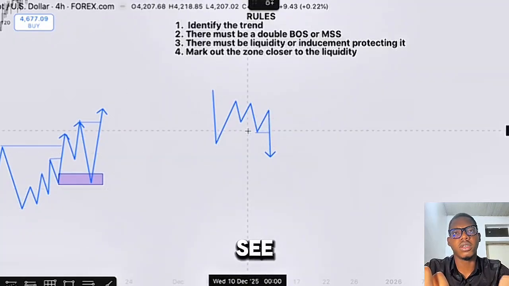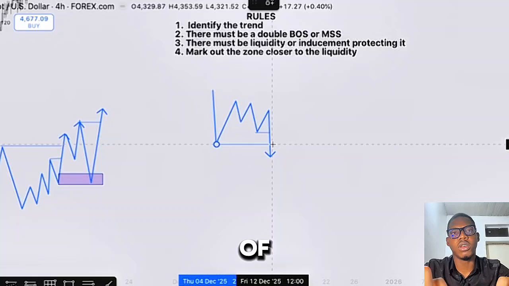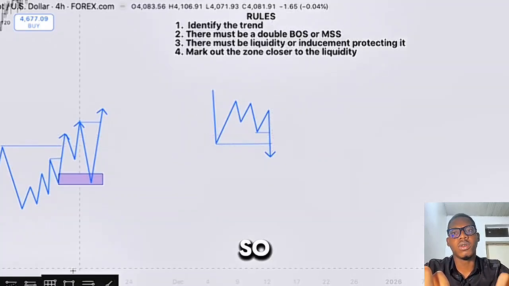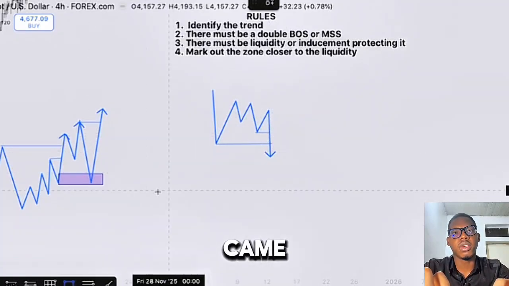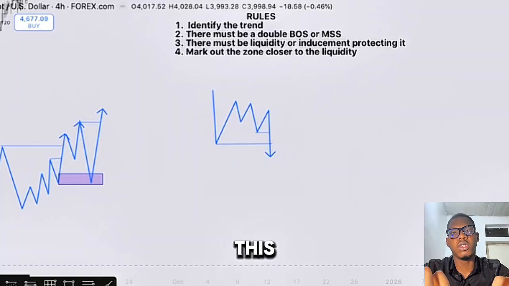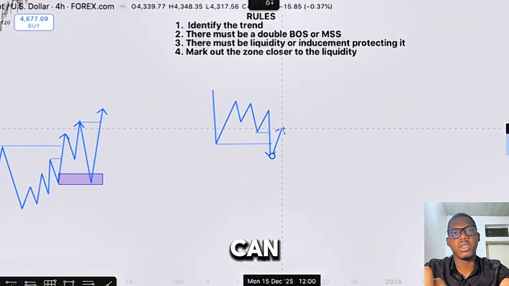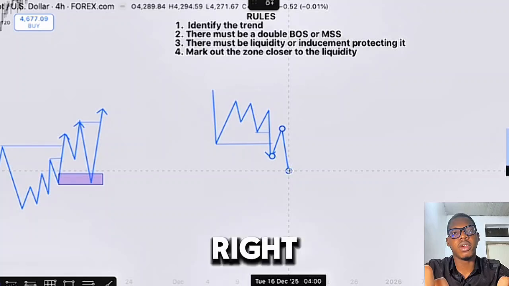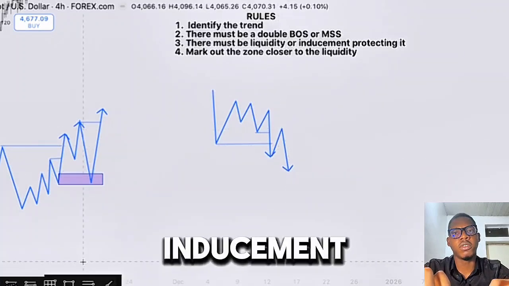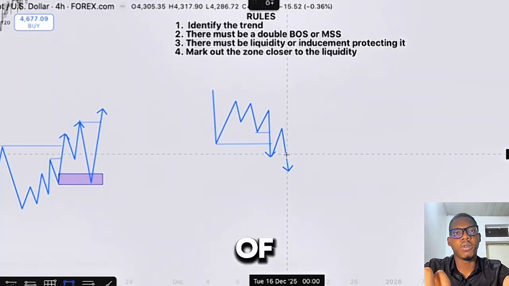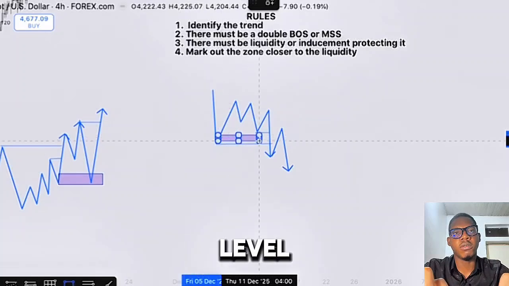As you can see, this is a double break of structure right here. So price came, and now notice price pulled back to form this inducement. You can see it's level right here. So this area is an area of inducement. This is a fake break of structure. So price came into this level.